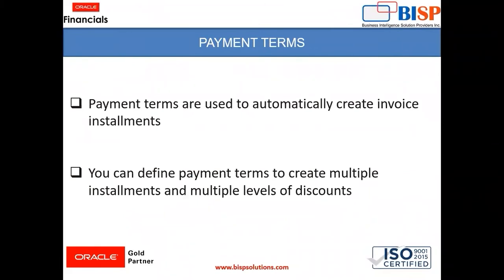Payment terms are used to automatically create invoice installments. By defining the same, you can create multiple levels of installments as well as multiple levels of discounts. What is a payment term? You can say that it is the time after which payment is due. For example, if the payment term is immediate, it means payment is due today. And if the payment term is net 30, then payment is due in 30 days.